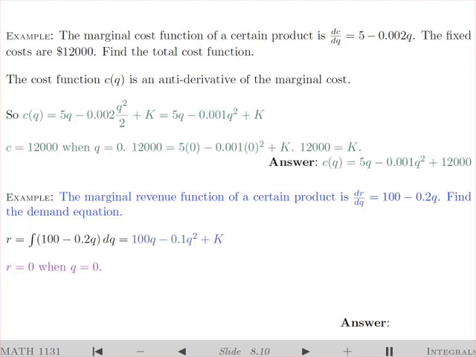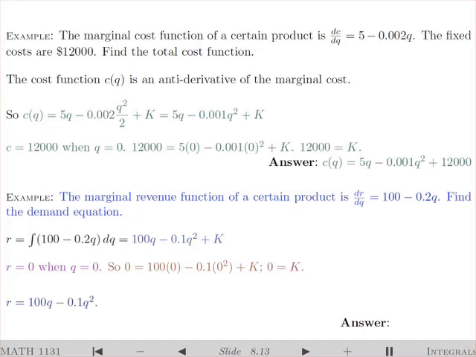So you plug in 0 for q and set the resulting revenue to be 0 as well, and then solve for k. In this case, we get k equals 0. So the revenue function is 100q minus 0.1q squared.